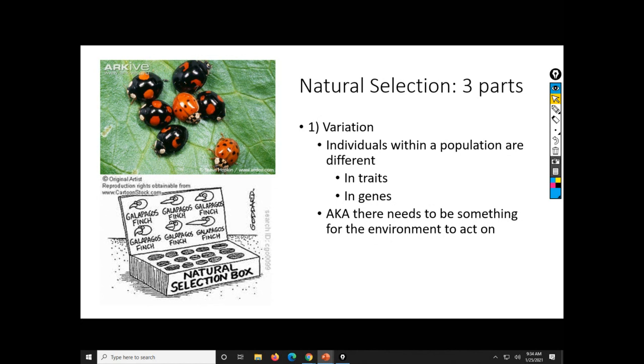So the first thing I need within my population, remember, is variation. If we think back to our steampunk moths, remember I had light colored and dark colored moths, all within the same moth population. And this is common in any population, right? You don't expect all individuals to be exactly identical. So there's naturally some differences.